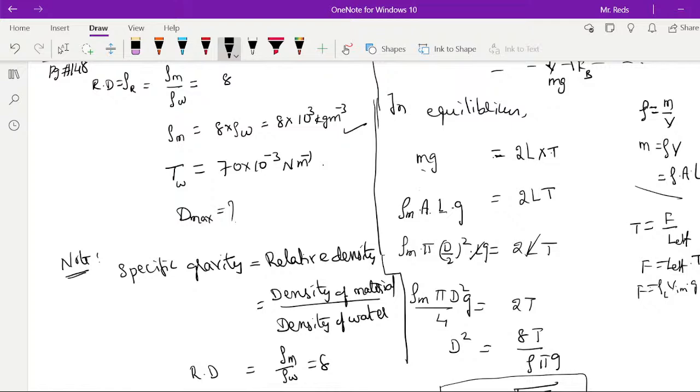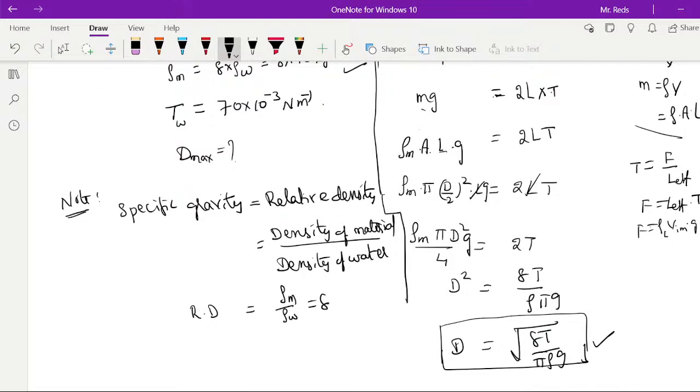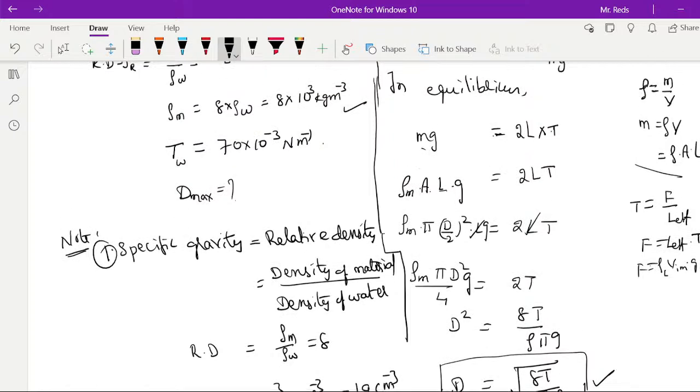You have to remember density of water. This is the first point under note. The second point under note is that the density of water in SI units is 1000 or 10 power 3 kg per meter cube, which is also equal to 1 gram per centimeter cube. So substituting this, the density of material is equal to 8 into 10 power 3 kg per meter cube. Yes, that's it.